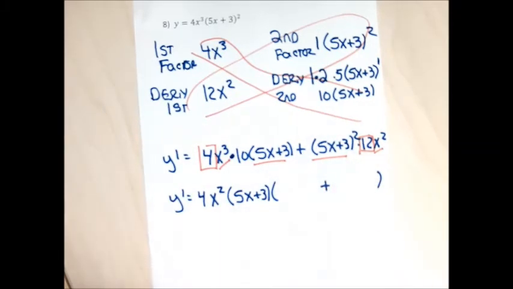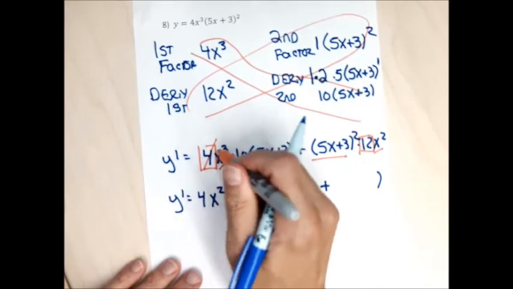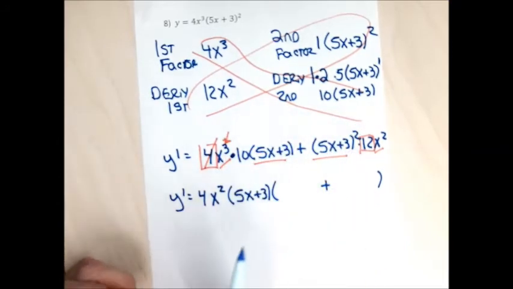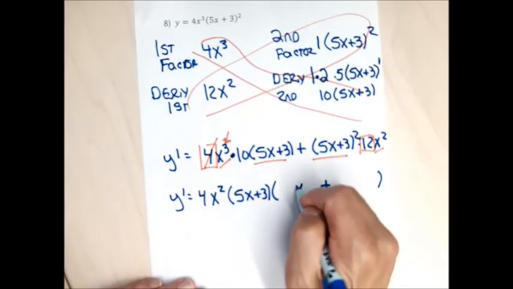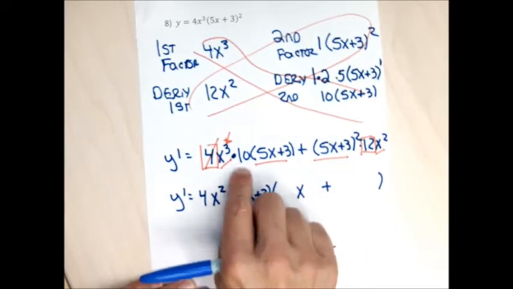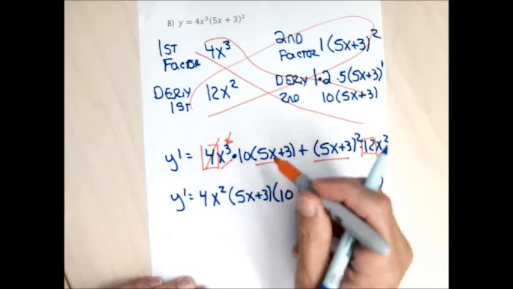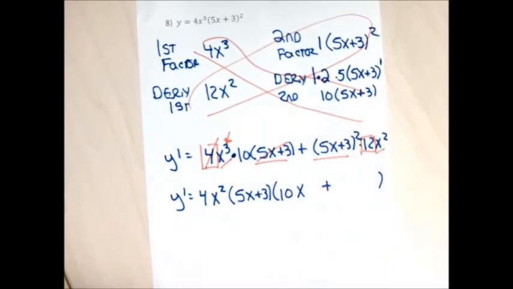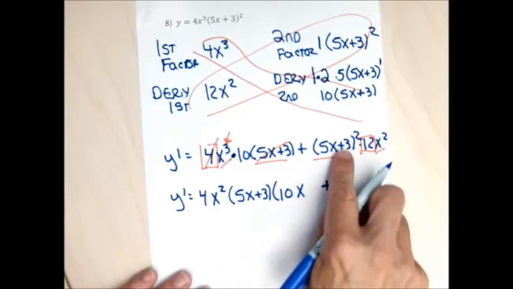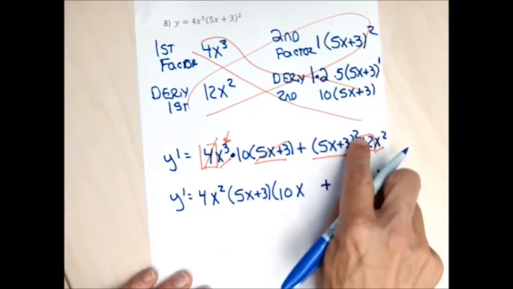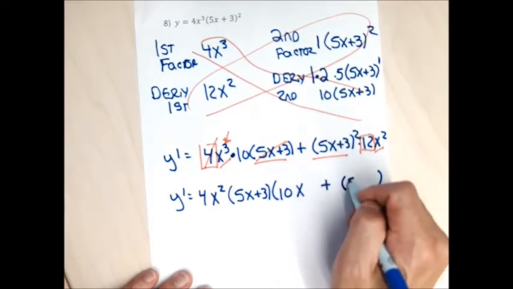To the left of the plus sign, I factored out that 4. There were 3 x's. I factored out 2 of them. I'm left with 1x. I didn't do anything with that 10, so I'm going to leave that 10, but I factored out this 5x plus 3 in its entirety. After the plus sign, there were 2 5x plus 3's. I factored out one of them, so I'm left with 1 5x plus 3.